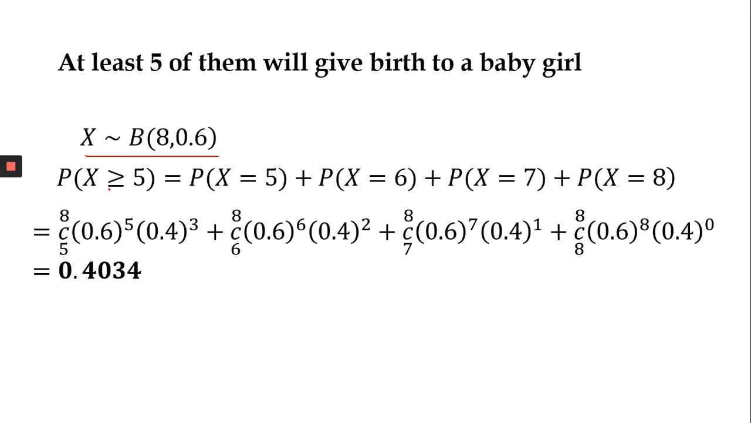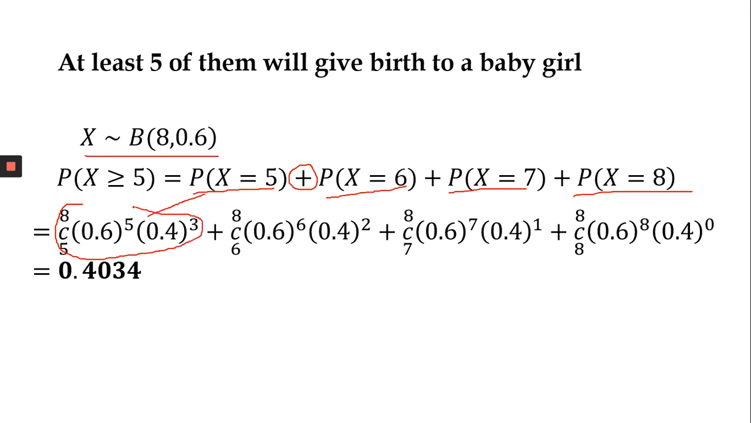So probability X is greater or equal to 5 is the same as probability we are starting from 5, plus probability X equal to 6, or 7, or 8. We are ending at 8 because there are 8 mothers. So at least 5, it's either X will be equal to 5, or we get 5 girls, or 6 girls, or 7 girls, or 8. That is at least 5. So with that in mind, for this one, we just expand it to become this one.